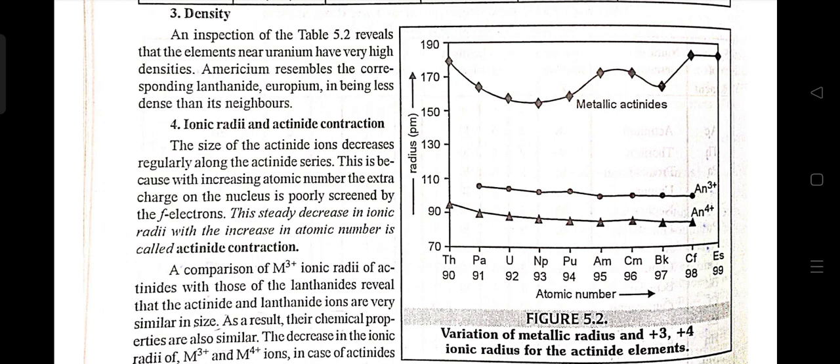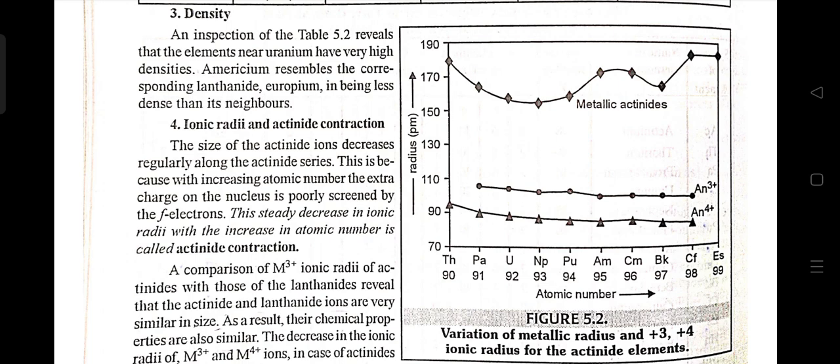The size of actinide ions decreases regularly along the actinide series. This is because, with increasing atomic number, the extra charge on the nucleus is poorly screened by the f electrons. This steady decrease in ionic radii with increase in atomic number is called actinide contraction.